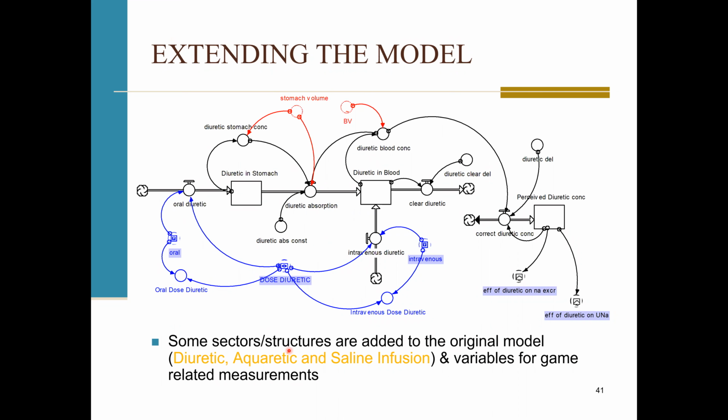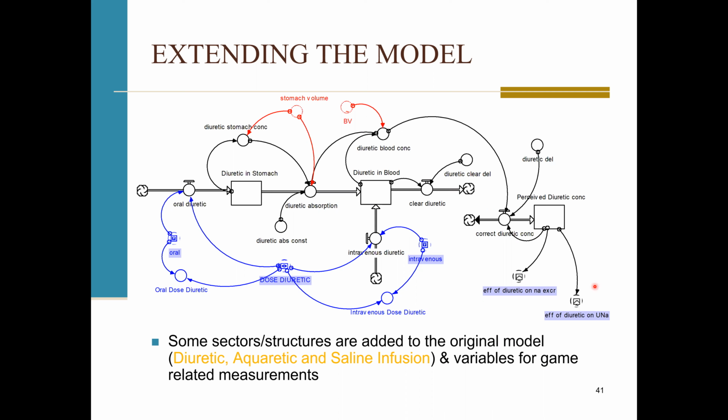The second part, now we extend the model to include the potential effects of therapeutic interventions for water intoxication. So some sectors or structures are added to the original model here for representing the treatment options. The main ones included here are diuretics, aquaretics, and saline infusion sectors. And then there are other variables for game-related measurements and so on. Let me see.